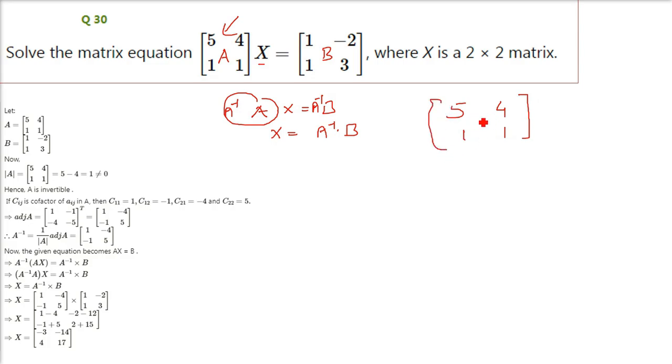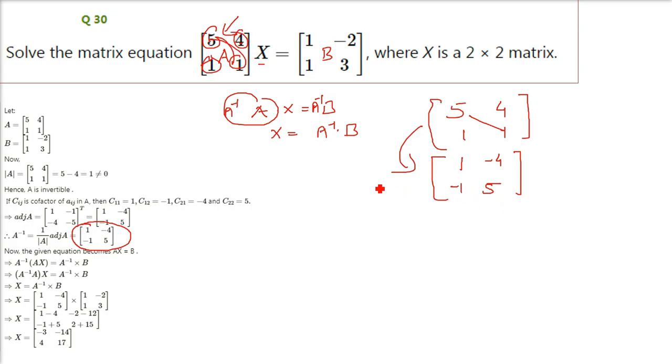There is a very shortcut method. This is 5, 4, 1, 1. Let us compute the A inverse. Exchange this 5 and 1. The diagonal elements you have to exchange, and then you have to change the sign of the other remaining elements. So 1 and 5 I have exchanged, and 4 and 1 I am changing the sign. And this is the inverse. This is a shorthand trick of computing the inverse. So just exchange the diagonal values and then take the negative of the other values and put it. See, you are free to do it by the cofactor method, but I'm just telling you the shortcut method.